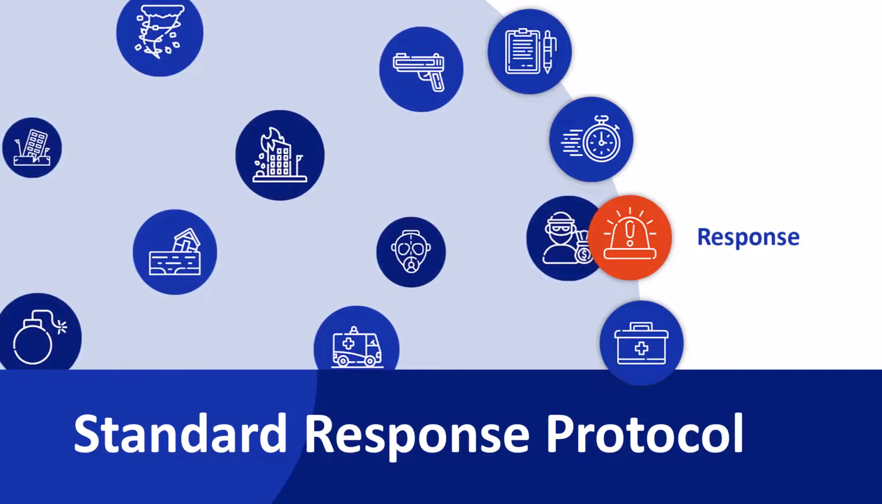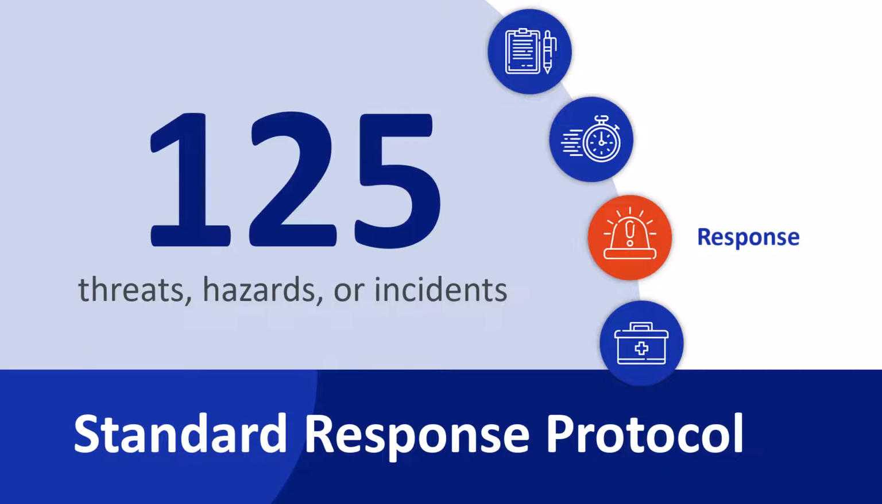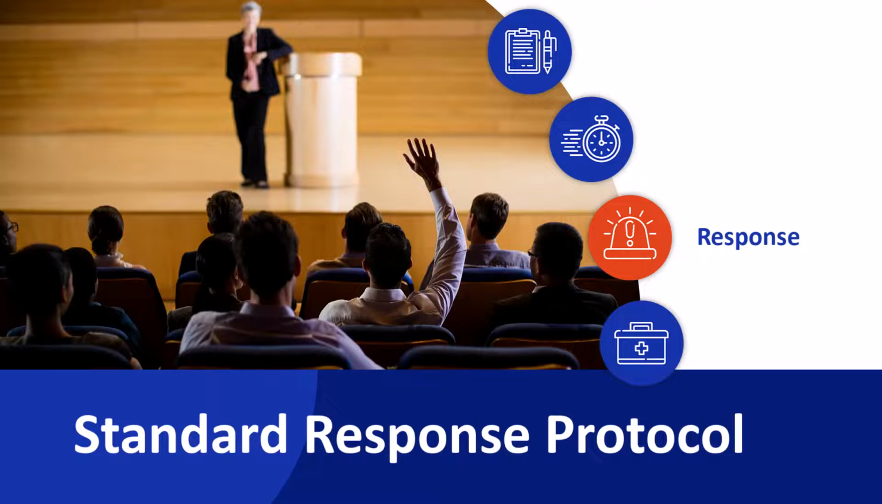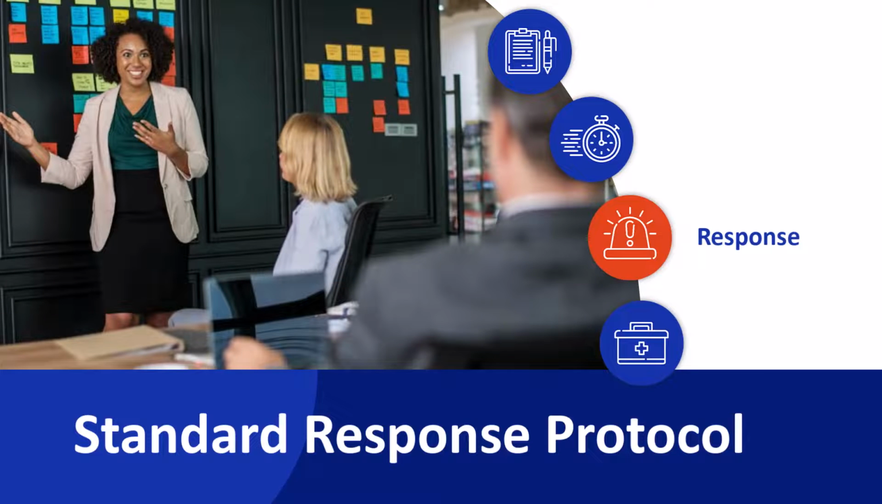Including the previous examples, there are approximately 125 different threats, hazards, or incidents that can affect the school or community. For all 125, the SRP can be used for immediate response. It is key to train school staff in processes and procedures outlined in the EOP, and your school safety team should regularly review the EOP, especially after drills and exercises, to be sure it is up to date and meets the needs of the school community.